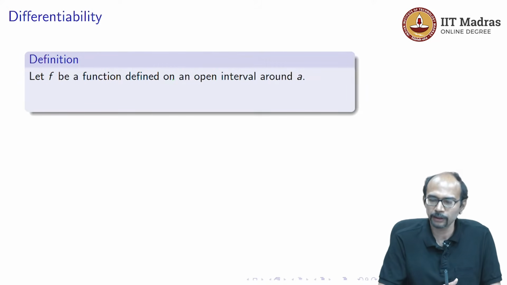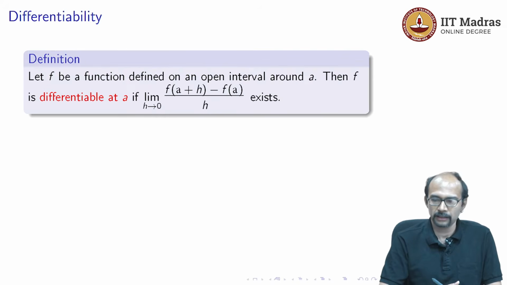So let f be a function defined in an open interval around a. So a is a point. Then f is differentiable at a if the limit as h tends to 0 of f of a plus h minus f of a, divided by h, exists. Yeah, this is exactly the kind of idea we had before.